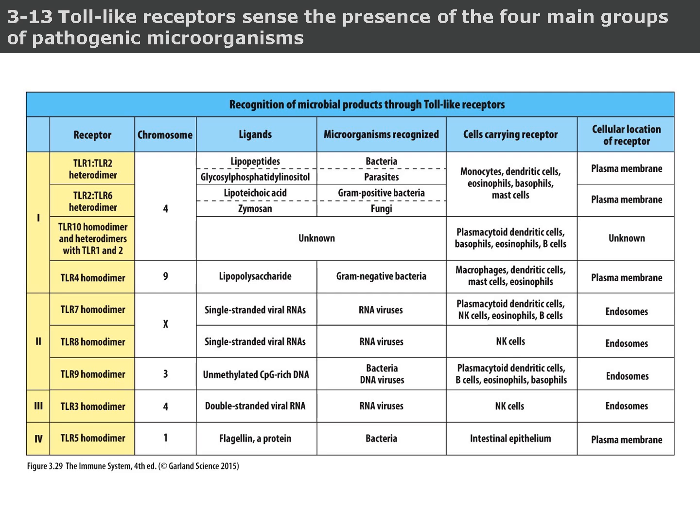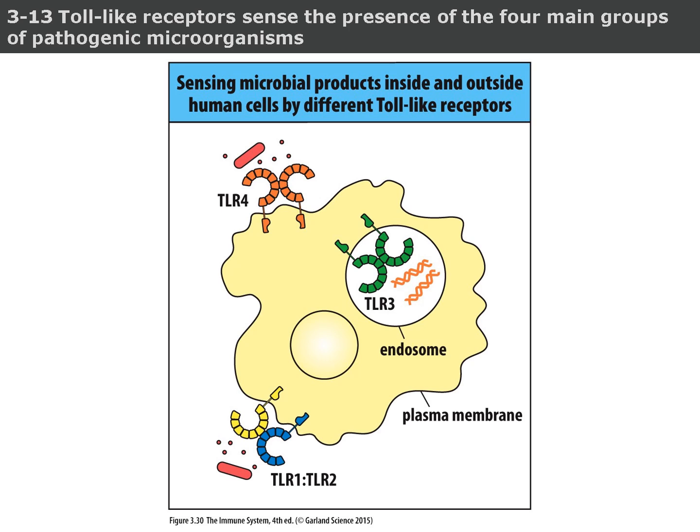Lastly, TLR5, located at the plasma membrane of intestinal epithelial cells, detects bacterial flagellin, underscoring its role in maintaining gut immunity. This illustration demonstrates how different toll-like receptors are specialized to detect microbial products either outside the cell at the plasma membrane or inside the cell within endosomes.